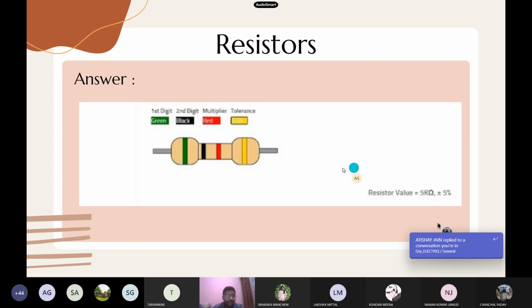Well, the answer is the third option, which is green, black, red, and gold. Why? Because 5 kilo ohm could be written as 50 times 10 raised to power 2. So 50 is 5 and 0. 5 represents green and 0 represents black. While in 10 raised to power 2, the 2 is the multiplier, so 2 represents red. And also the tolerance of gold is 5%. So we have the fourth color as gold.